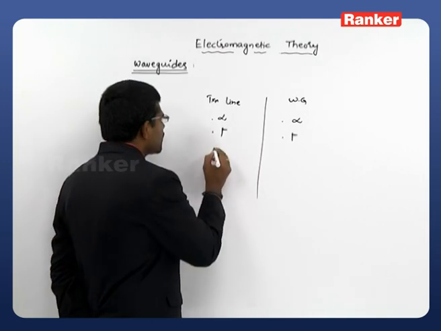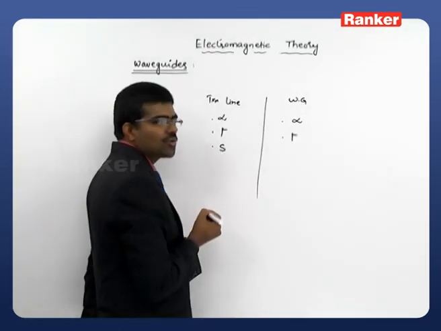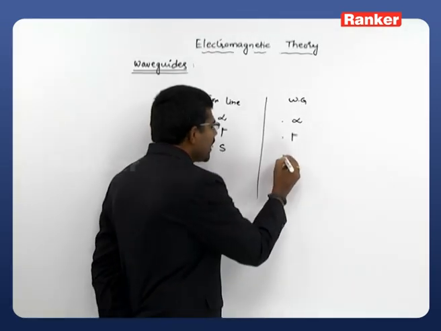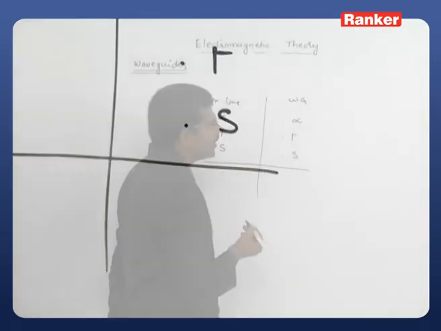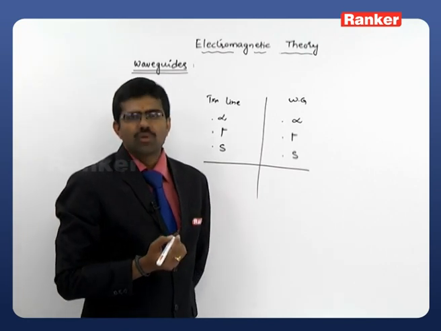Whenever there is reflection, definitely the standing wave ratio comes into the picture. Here also the standing wave ratio comes into the picture. Like this, these are three similarities between our transmission lines and waveguides.